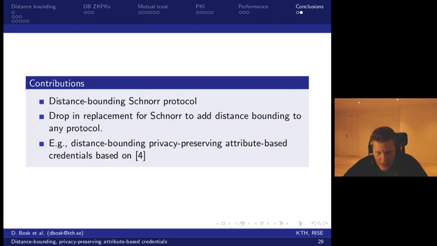Now, what have we said here? Well, the takeaway is that we have a distance bounding version of the Schnorr identification scheme. This one can be used as a drop-in replacement for the Schnorr protocol used in other protocols for proofs of knowledge, and make those protocols distance bounding as well. For instance, we could do distance bounding privacy-preserving attribute-based credentials based on, for instance, CL04.